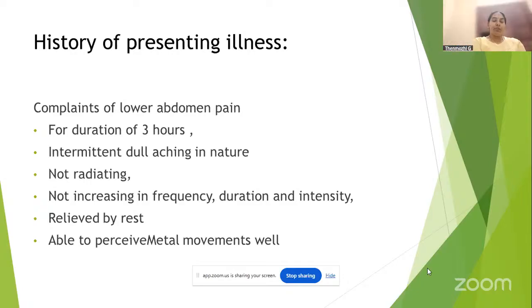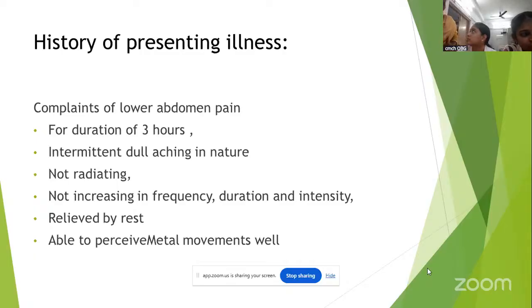So, what is the true nature of the true labor pain? The true labor pain will be associated with changes in cervix and associated with show, which will be radiating to back and thigh. And this increases in frequency and duration, ma'am. It is not relieved on taking rest.